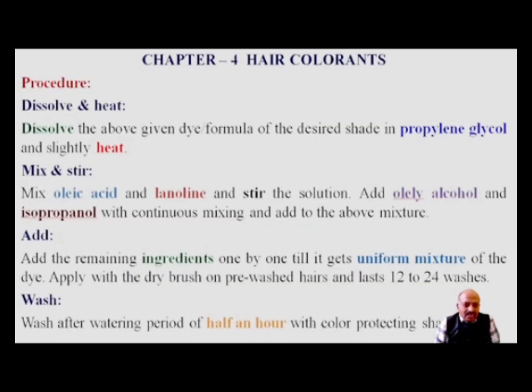Procedure for these oxidation dyes: the first point is dissolve and heat. Dissolve the above given dye or the formula of the desired shade in propylene glycol and slightly heat it. After that, mixing and stirring. Mix the oleic acid and lanolin and stir the solution. Add oleyl alcohol and isopropanol with continuous mixing and add to the above mixture. Then addition: add the remaining ingredients to this mixture one by one until it gets a uniform mixture of the dye. Apply with a dry brush on pre-washed hair; it lasts for 12 to 24 washes. After that, wash after a waiting period of half an hour with a color protecting shampoo. This is the simple procedure for these oxidation dyes.